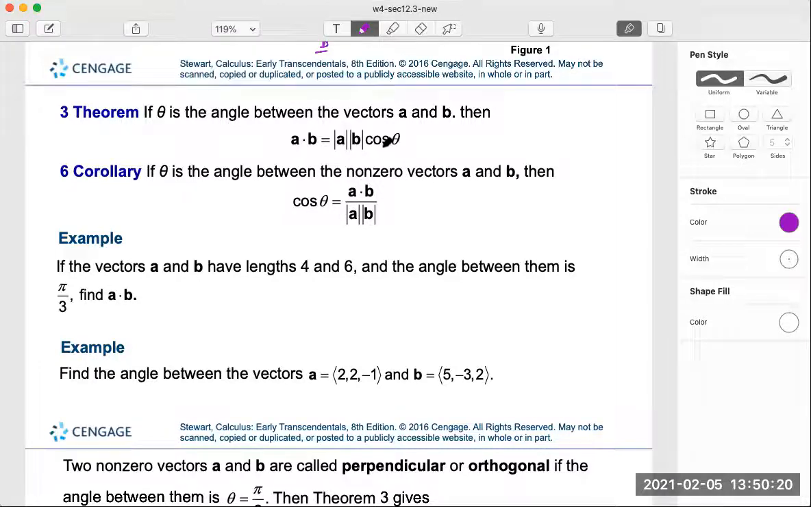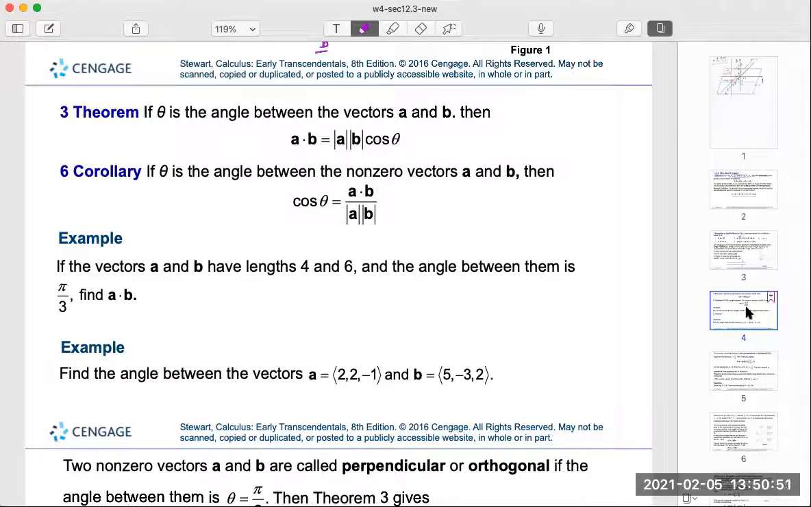As a corollary, in order to find the cosine of the angle between two vectors A and B, we divide both sides by the magnitudes of these two, providing that A and B are not zero vectors. Because if it is a zero vector, the magnitude will be 0, and something divided by 0 doesn't make sense. So that is why we have this here.